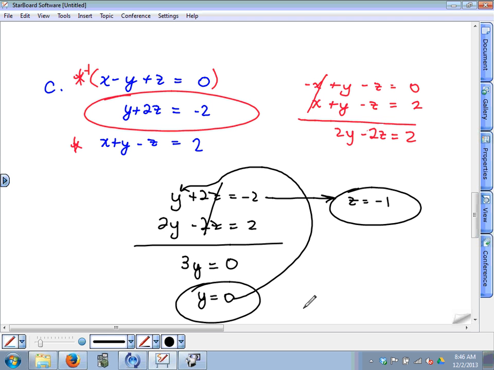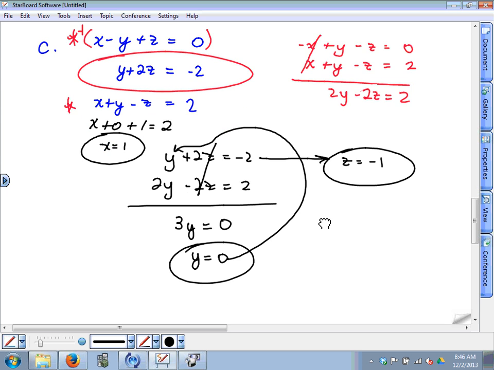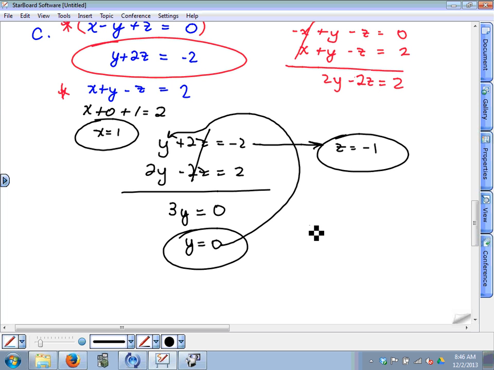Okay, now you can go back to the original and solve for x. I'm going to choose this bottom equation here. If y is 0 and z is -1, this becomes x plus 0 minus -1, which is plus 1, is equal to 2. So we get x equals 1. So put it in the form of an ordered triple.